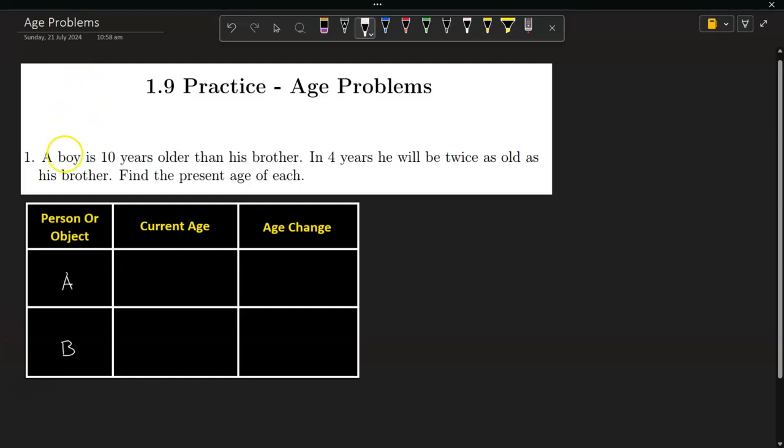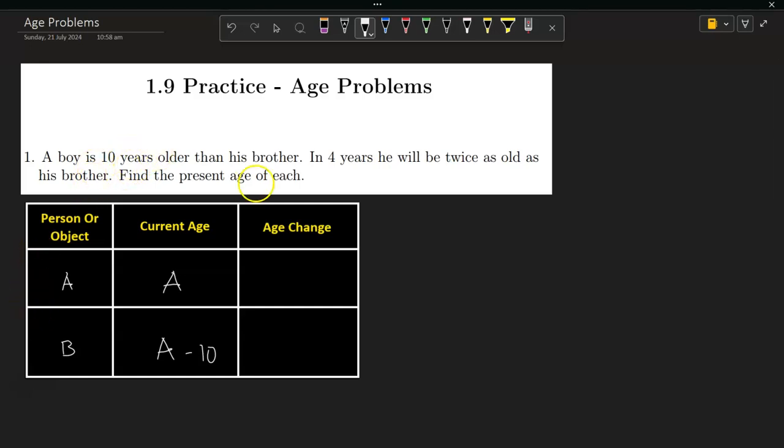Now, if we look at the problem, how old is the boy currently? It says there he is 10 years older than his brother. So for example, if the boy's age is A, what will be the age of his brother? Again, in the problem, a boy is 10 years older than his brother. Meaning to say, the brother's age will be the boy's age minus 10. So that would be our current age for the brother and the boy.